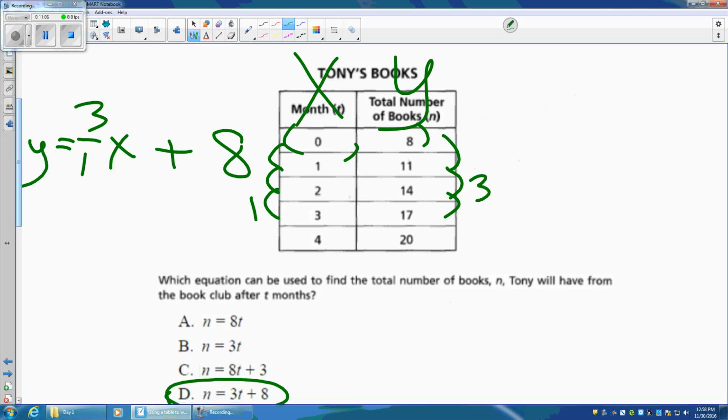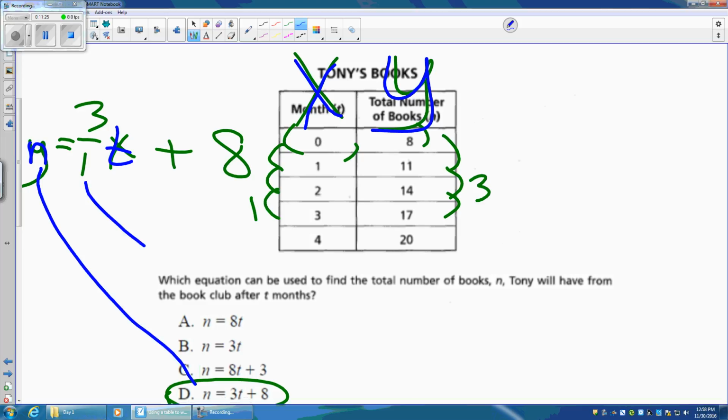Now, after you're done with that, just like before, how we would write on top of the letters, I want you to write right back on top of y. And which one did y replace up here? N. And which one did x replace up here? T. So hopefully you can see how I got N, 3, T, and 8 to pick D.